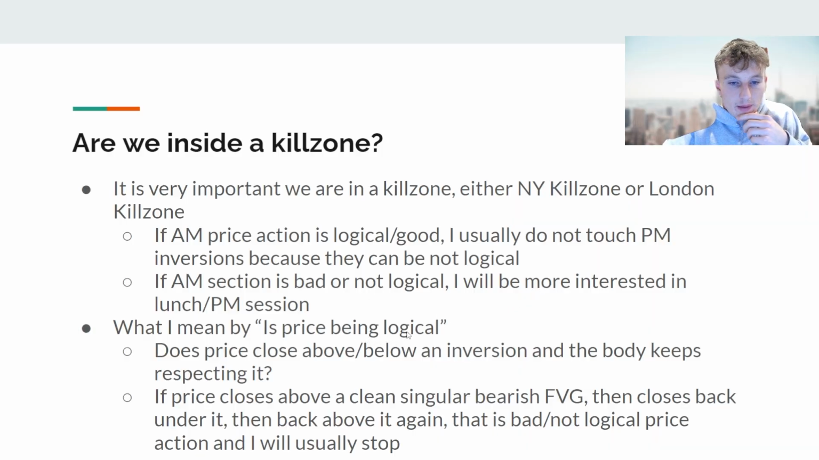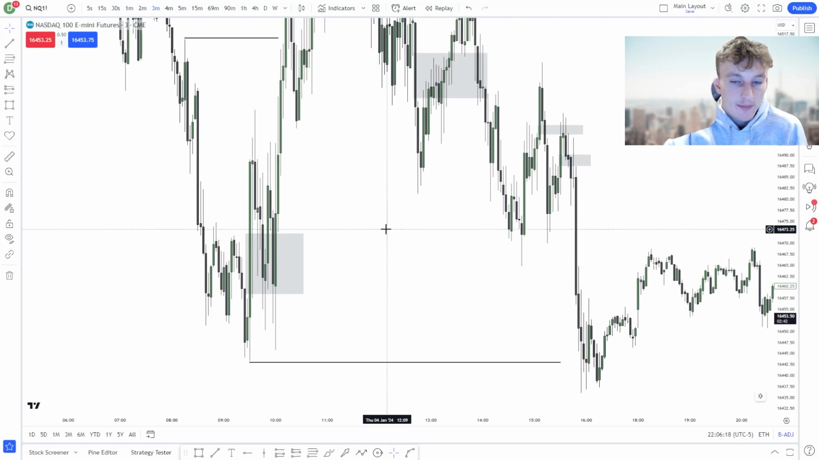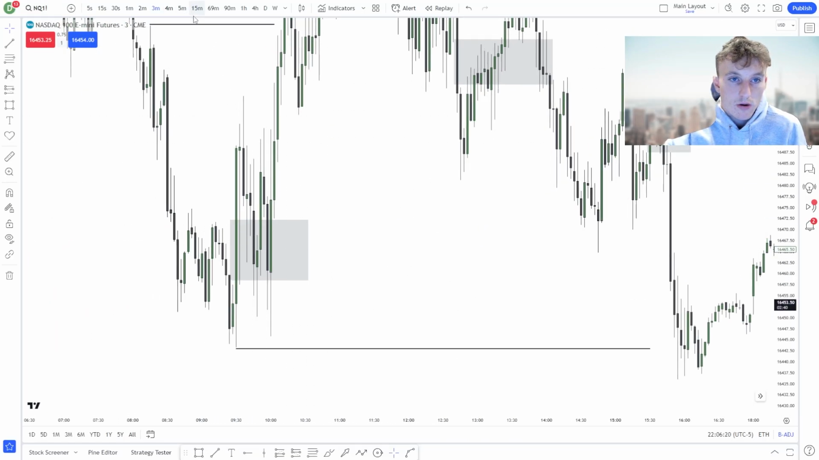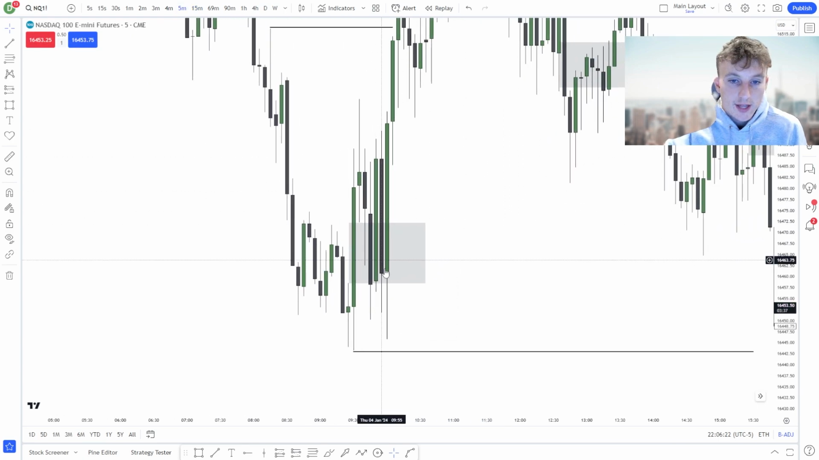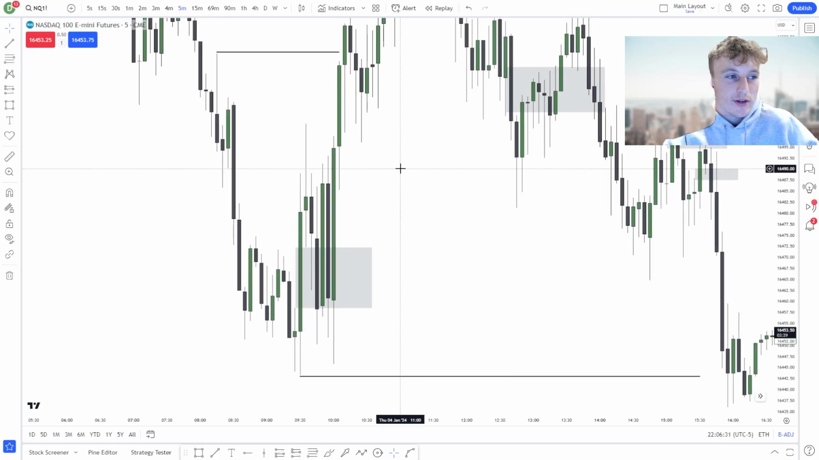What I mean by price being logical, I already kind of explained this, is price closes above or below an inversion and the body keeps respecting it. But as I explained here in the 5-minute, if price closes below an IFVG and then back above, it's not logical. Now with ES, you get a lot more of this because ES is not as volatile. That's why I prefer inversions on ES rather than NQ. But ES inversions are still fine. Win rate probably just drops about 5%.